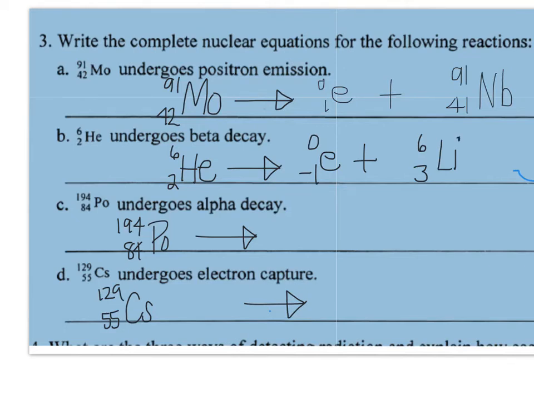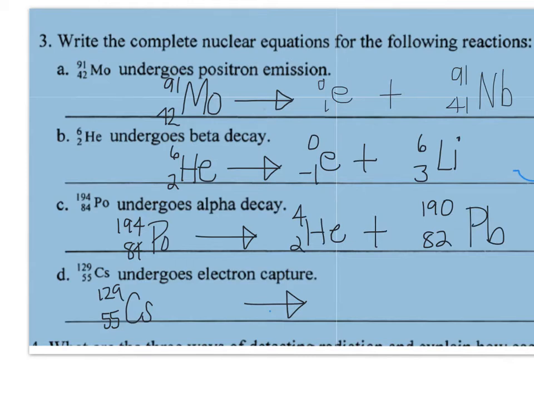And then C is polonium undergoing alpha decay. And remember, whenever you see alpha decay, that is a helium particle. But it's a helium-4 particle, so 4 and 2. And then we see what we have to make it be so that it could equal 84, and that would be 82. And then we would have 190 on the top. And when we look at that, we see that we have Pb for lead.